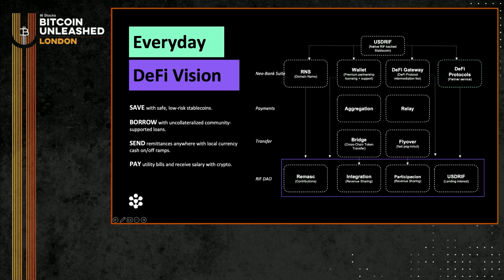That is saving with low-risk stablecoins, being able to borrow without putting up collateral, sending remittances, money overseas, with cash on and off ramps available, and being able to receive your salary in crypto and pay your utility bills using crypto. And on the right, you have the stack of RIF services that enable this. On top, you have the USD RIF, which is our RIF-backed stablecoin. It's an ERC20 token.